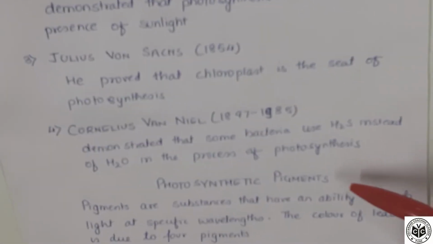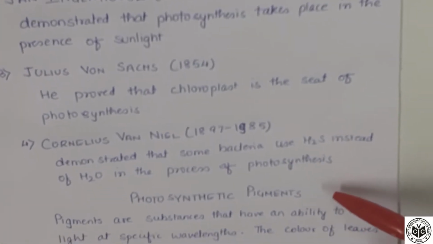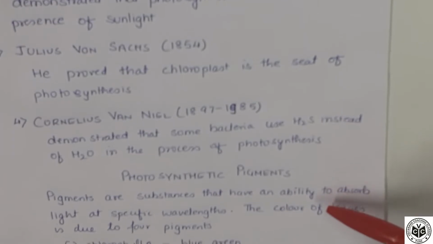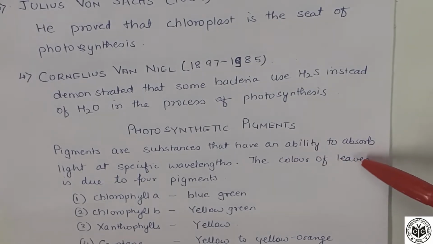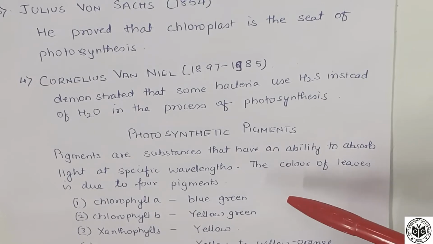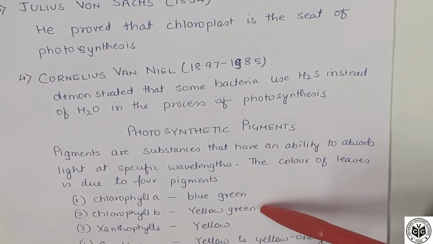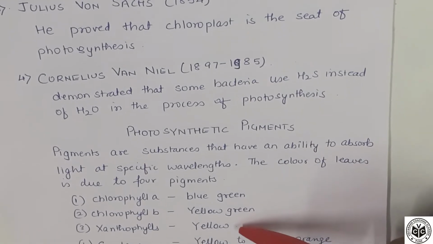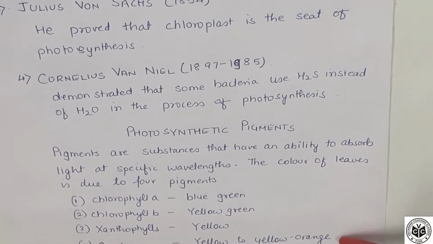Now we go to the photosynthetic pigments. What are pigments? Pigments are the substances that have an ability to absorb light at specific wavelengths. The color of leaves is due to four pigments: chlorophyll A, blue-green color; chlorophyll B, yellow-green; xanthophylls have a yellow color; and carotene, yellow to yellow-orange color.